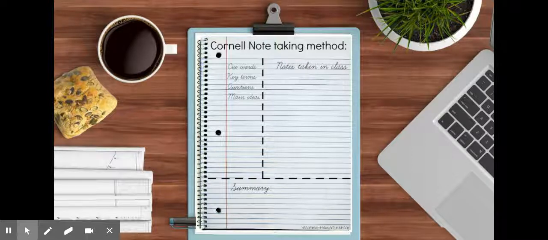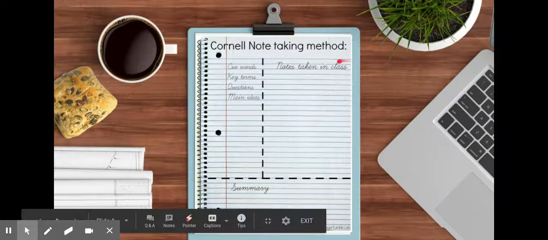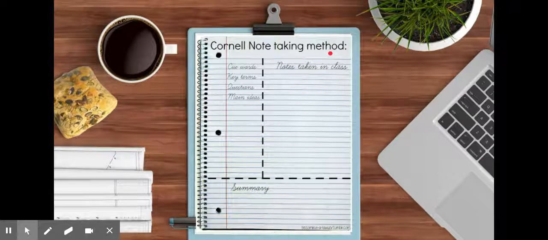So, the Cornell note taking method. This is a great diagram of what your notebook should look like when writing Cornell notes. Ideally, on your top right-hand corner right here, you're going to date the notes that you're taking in class for the day. So whatever that date is, write that on the top right corner. Then on the top left corner, you're going to want to put the unit you're studying for that day and the section, just so when you go back and you're looking at these notes, you know exactly what they were on.